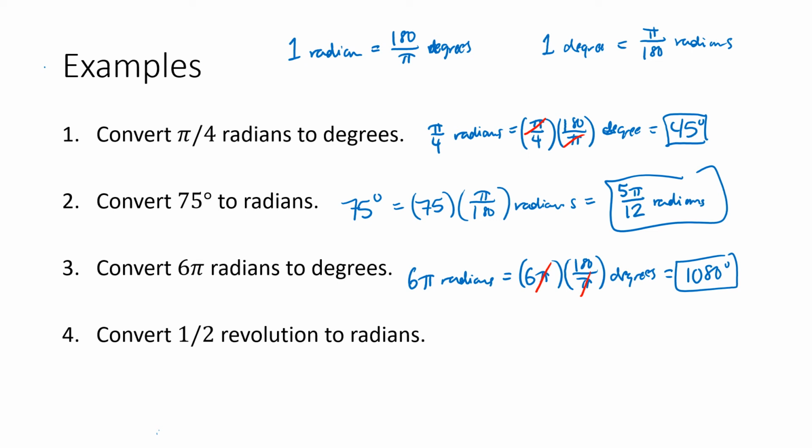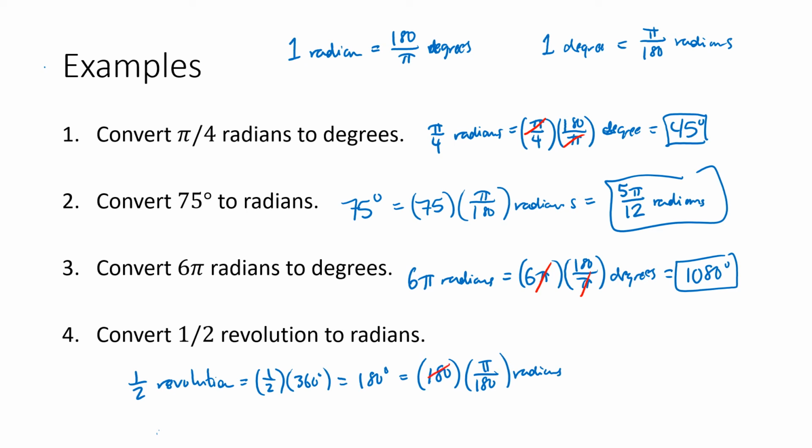Now finally, we want to convert 1/2 of a revolution to radians. We never had an official formula to go from revolutions to radians, but if we want to, we can go from revolutions to degrees and then from degrees to radians. So we know that 1/2 revolution is going to be half of 360 degrees. So that's 180 degrees. And then we know that 1 degree is pi over 180 radians. So that's going to be 180 times pi divided by 180 radians. And then the 180s divide out, and we just get pi radians.